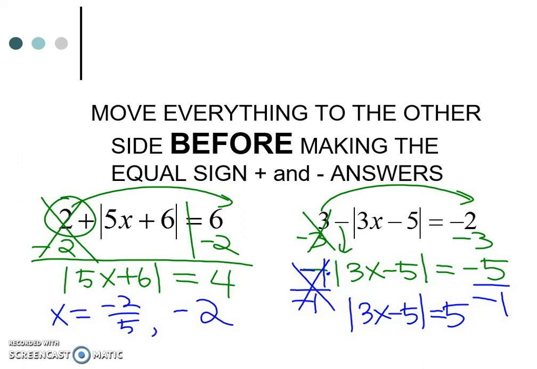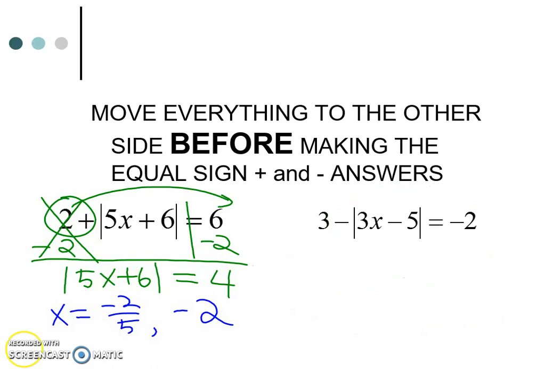You need two answers for x. One with the positive 5 setup, one with the negative 5 setup. So go ahead and do that. Pause the video. Let's go over the answers.